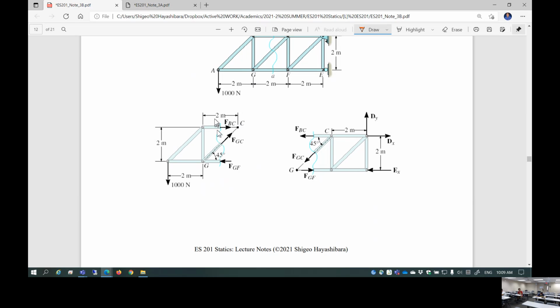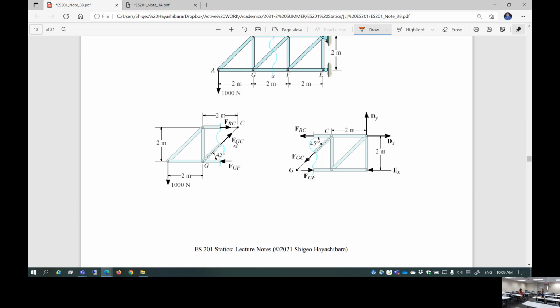Equations of force in the x and y direction, and also moment at any location. You can apply moment at location C, at location A or G or whatever. Summation of moment at any location must also be 0. That's one equation. Summation of the force in x is the other equation. Summation of the force in y direction is another equation. So for each free body diagram, you can apply a maximum of 3 equations of equilibrium. Then you can find a maximum of 3 unknowns.